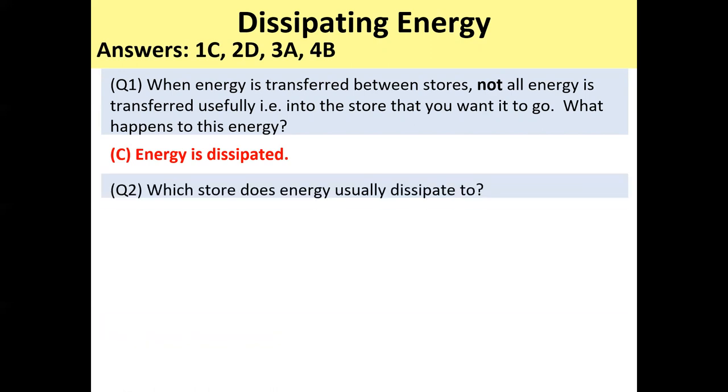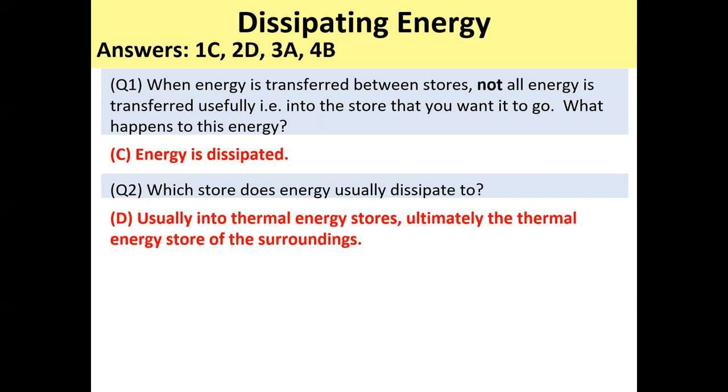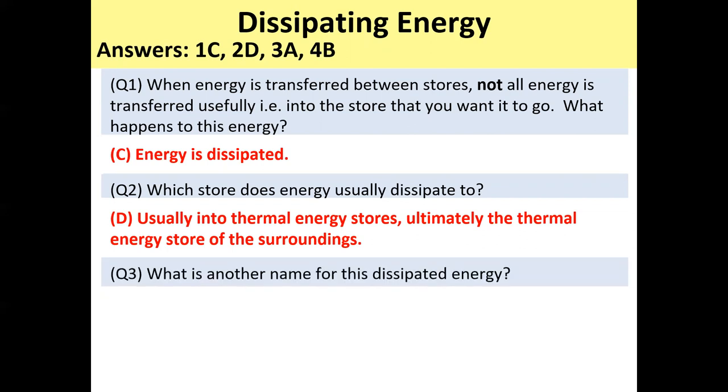Question two, which store does energy usually dissipate to? Well, usually it's into thermal energy stores. Ultimately, the thermal energy store of the surroundings. Question three, what is another name for dissipated energy? Wasted energy. So dissipated energy is often known as wasted energy.